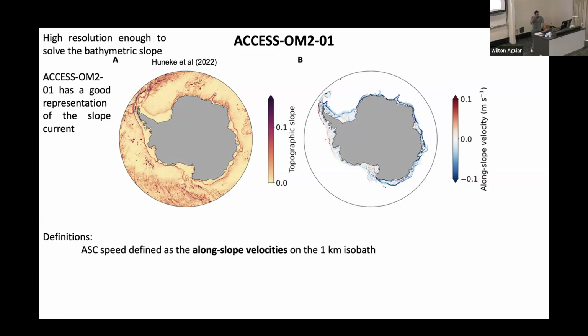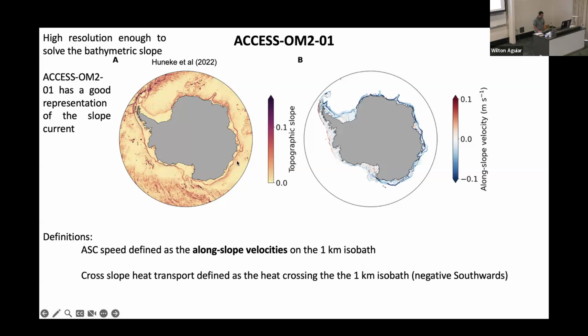To correlate this slope current with the polar heat transport, we needed to come up with a definition of this current. What we did is define it as the along-slope velocities over the 1,000 meter isobath, which is highlighted here in red. And we also defined the cross-slope heat transport as the heat transport going towards the shelf, perpendicular to this isobath in the same location. So we can co-locate those two patterns.